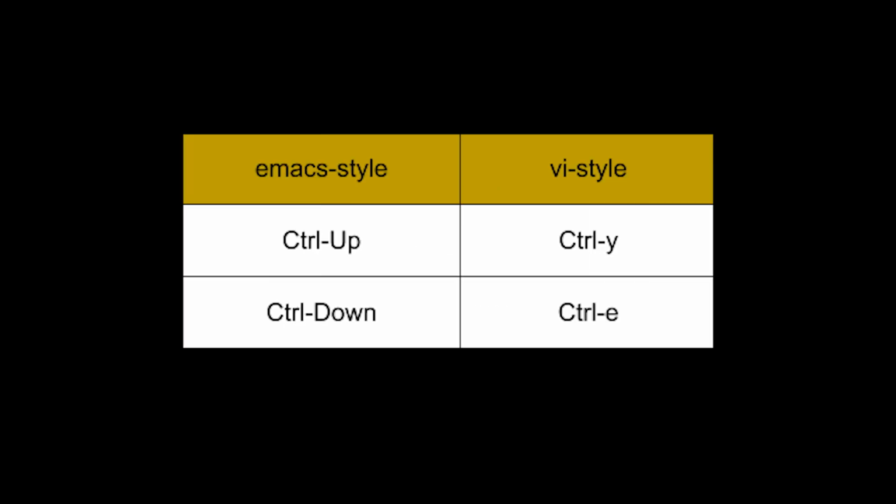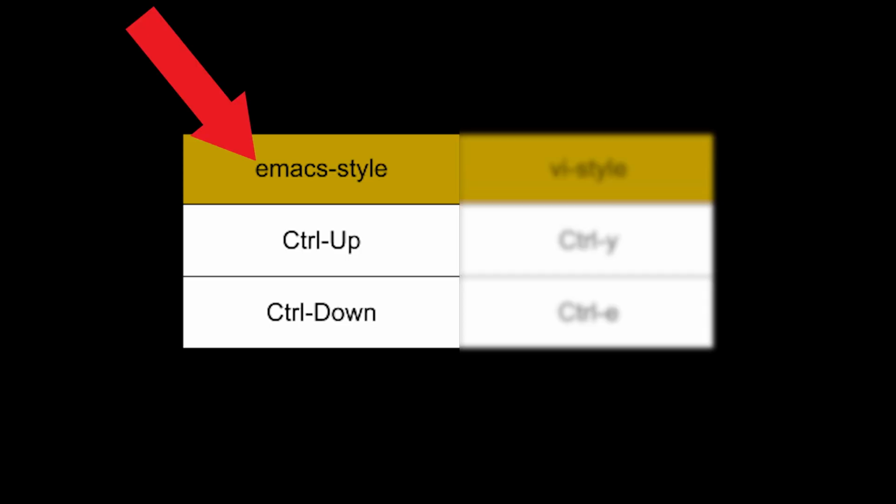Now for some of you, scrolling up one line at a time will be Control Y, and scrolling down will be Control E. That means your TMUX is actually using VI style key bindings for copy mode. You can only be in one or the other at any given time. I'm going to continue with the Emacs style, but we'll get to the VI column in a moment.